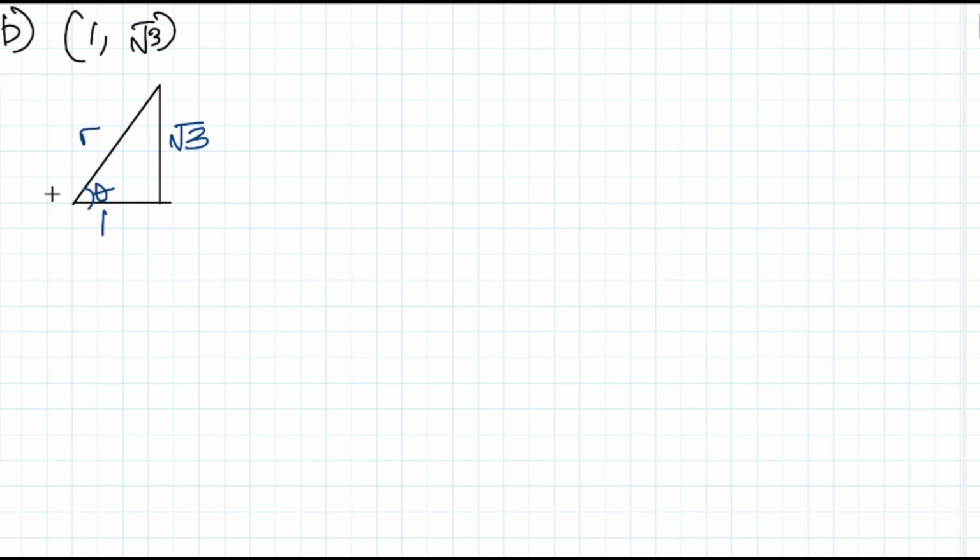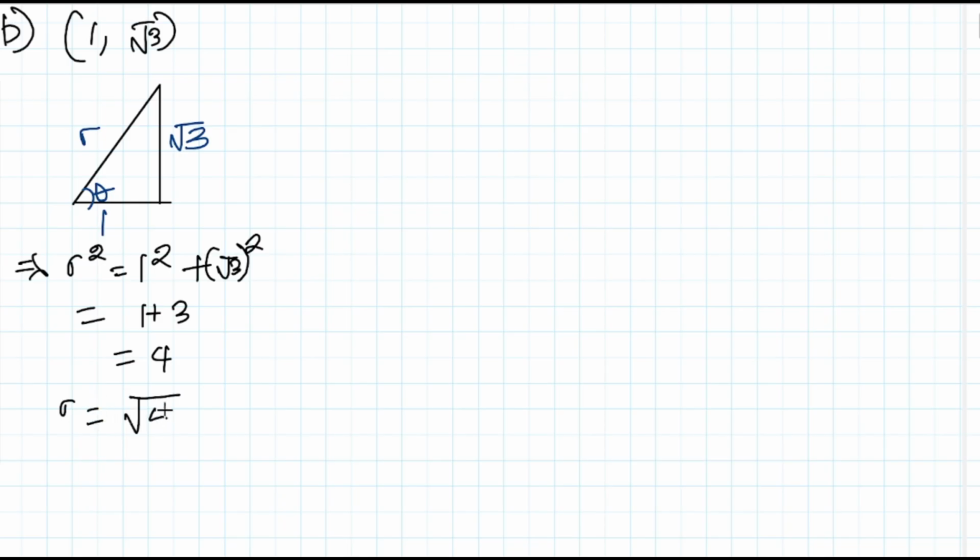So we apply Pythagoras theorem again to find the radius. R squared equals 1 squared plus square root of 3 squared. So that will be 1 plus 3, which equals 4. So R equals square root of 4, which implies that R equals 2. So if we erase the R we have here and put 2, we have our right angle triangle complete.